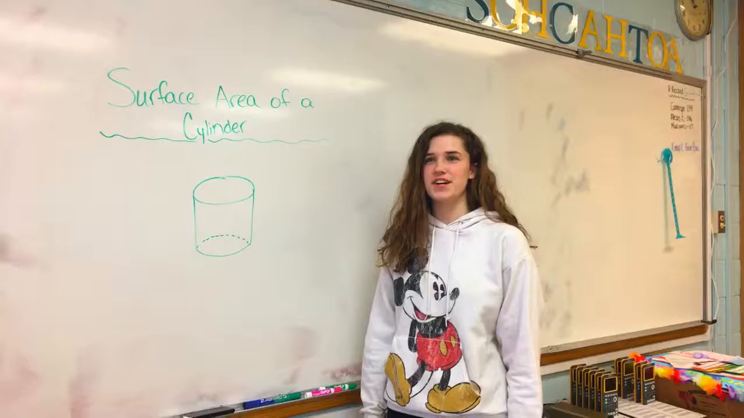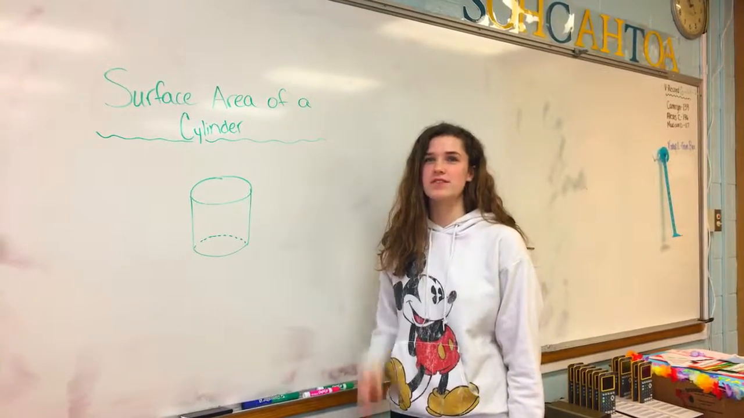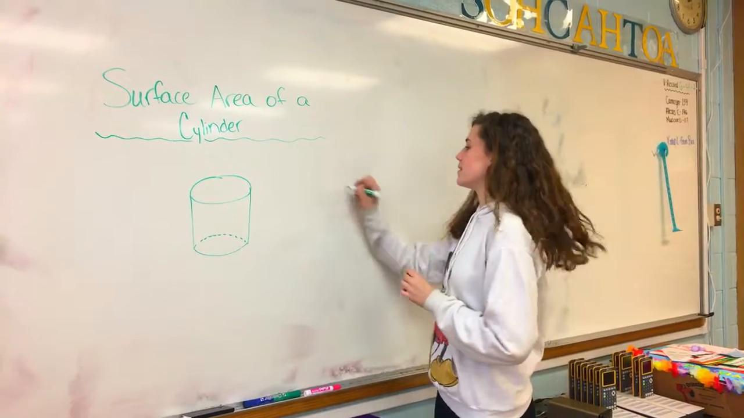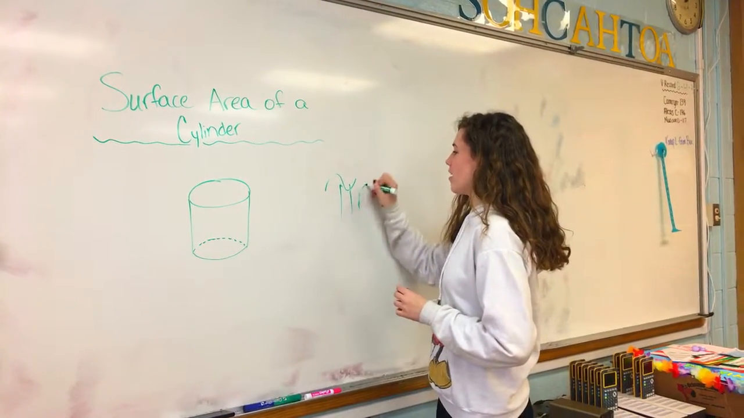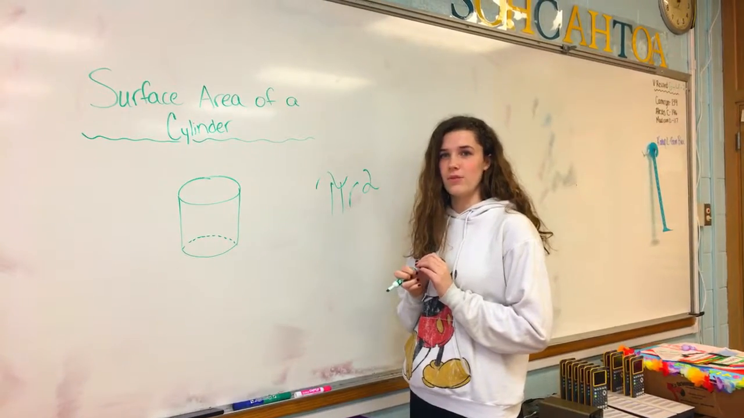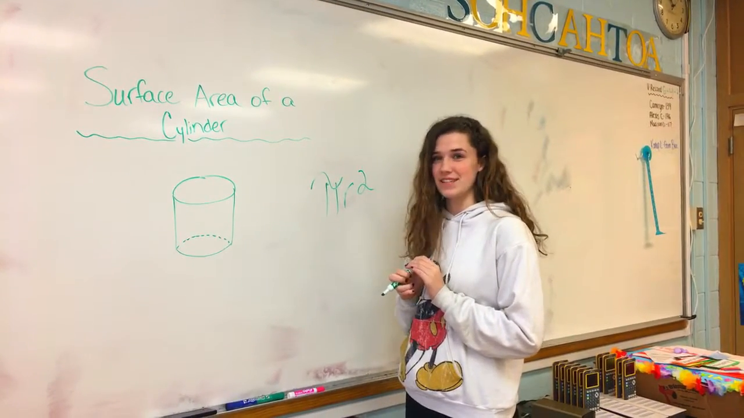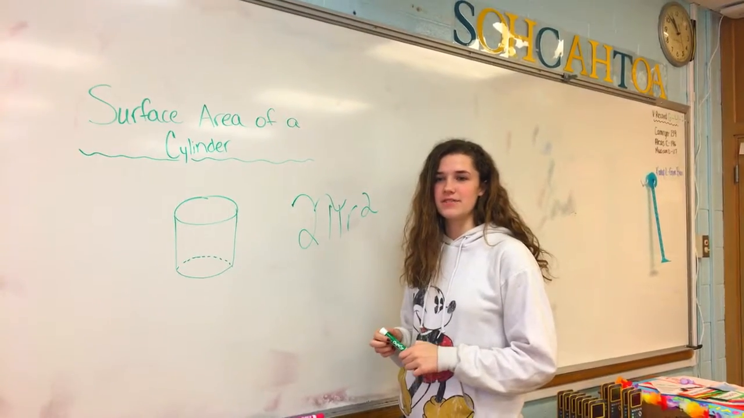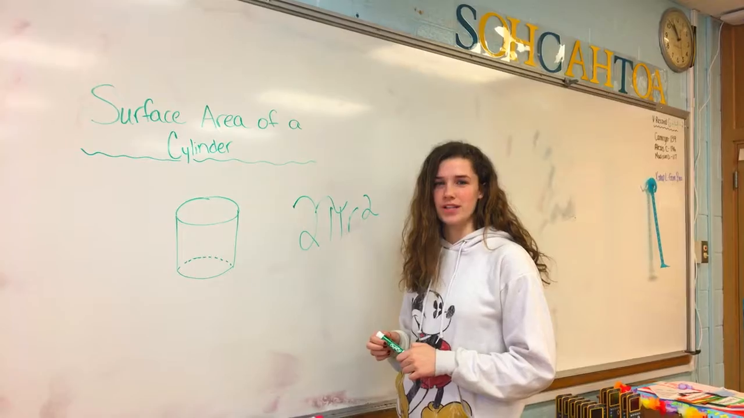To find the surface area of a cylinder, you must first find the area of the two bases, which are circles. The area of a circle is pi r squared. But since there is more than one circle, and there are two because it's a cylinder, you write 2 pi r squared. This is the first part of the surface area equation.